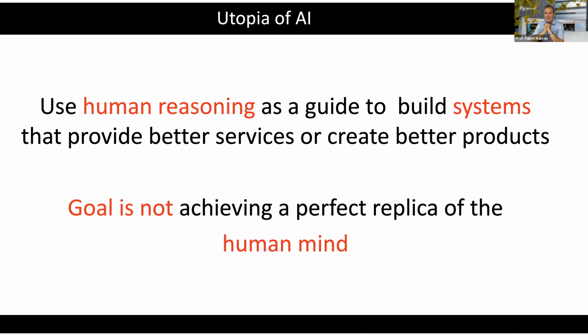So the utopia of AI, and what a lot of people would like to do, is to use human reasoning as a guide to build systems that provide better services or create better products. Basically, we would like to utilize how human beings perceive things. I mean, not necessarily with our sensory system or our brain capabilities, but something similar. We would like to mimic the behavior of the human in achieving certain types of tasks. So the goal is not achieving a perfect replica of the human mind. We would like to create something that mimics human intelligence in achieving a certain set of goals.